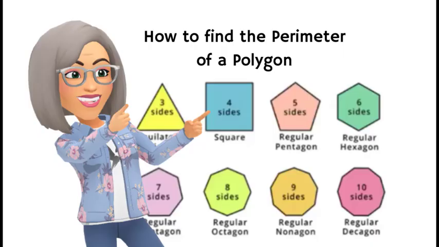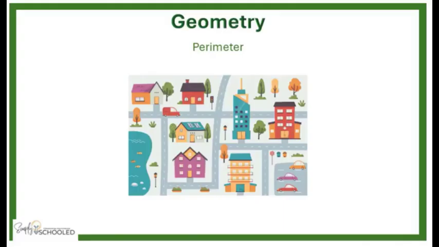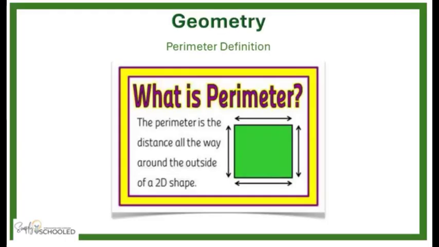Geometry perimeter. In the last video, we defined perimeter and looked at perimeter in our everyday life. In this video, we're going to learn how to use the perimeter formula. We defined perimeter as the distance all the way around the outside of a 2D shape.